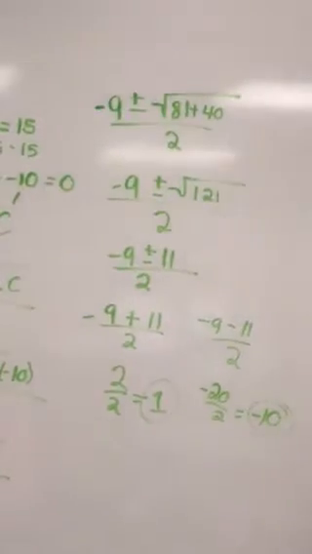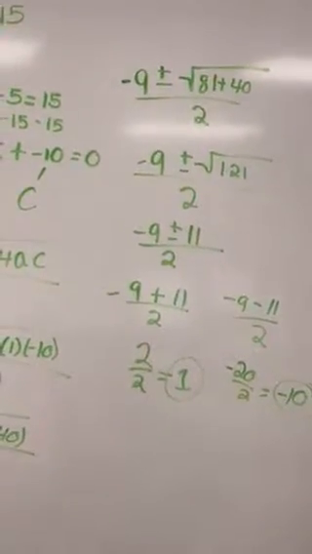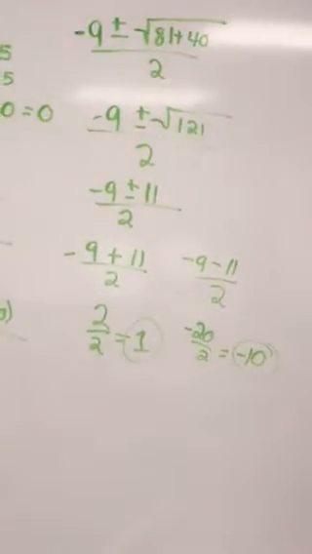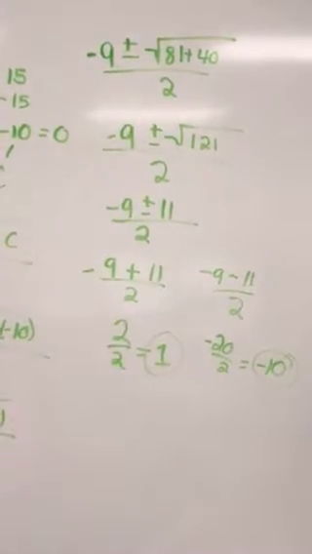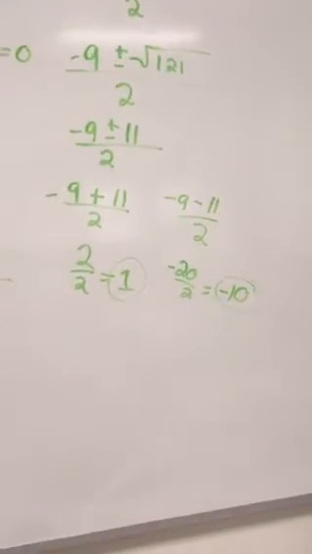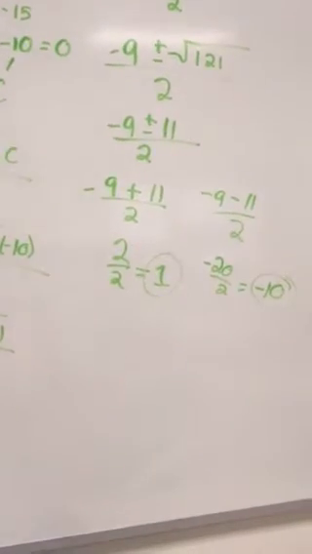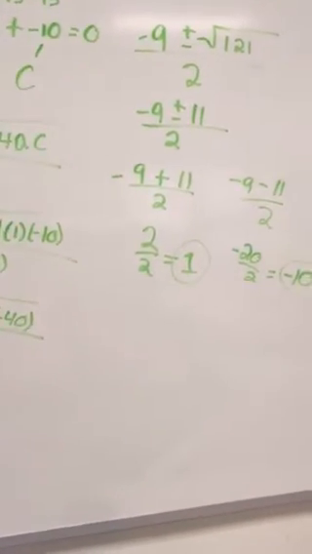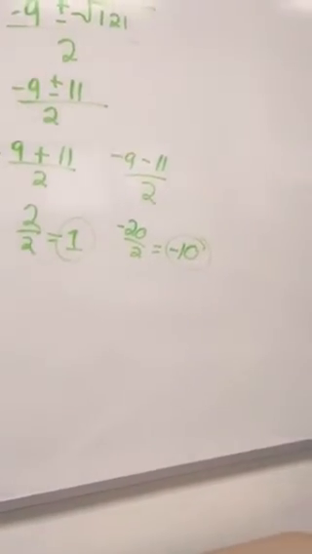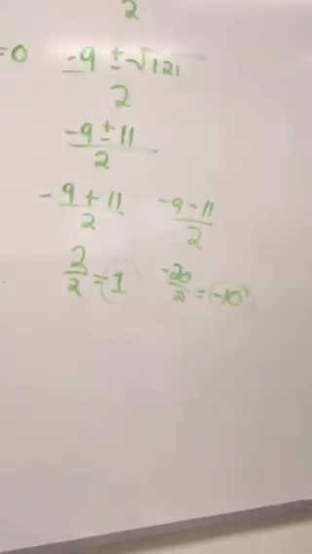which is equal to (-9 ± √121) / 2, which is 11 squared. So it easily simplifies out to (-9 ± 11) / 2. And then we just separate the plus and the minus. So we get (-9 + 11) / 2 is 2/2, and that's equal to 1. And now we have (-9 - 11) / 2 is -20/2, and that's equal to -10.